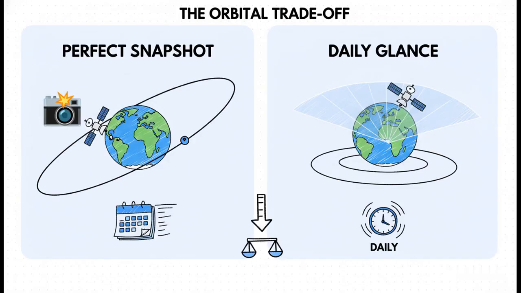And the second trade-off is all about time. A high-resolution satellite, it's like a professional photographer. It takes one perfect, gorgeous, detailed shot of a place. But it might take weeks for its orbit to line up again so it can see that exact same spot. A low-resolution satellite, on the other hand, is more like a security camera. It gives you a daily, less detailed glance of the entire planet, every single day.